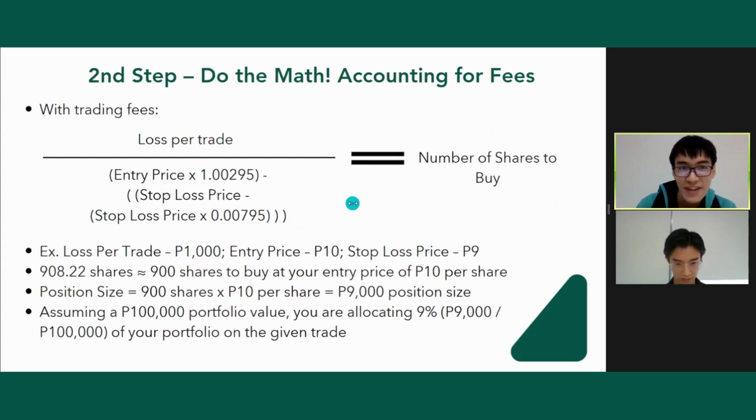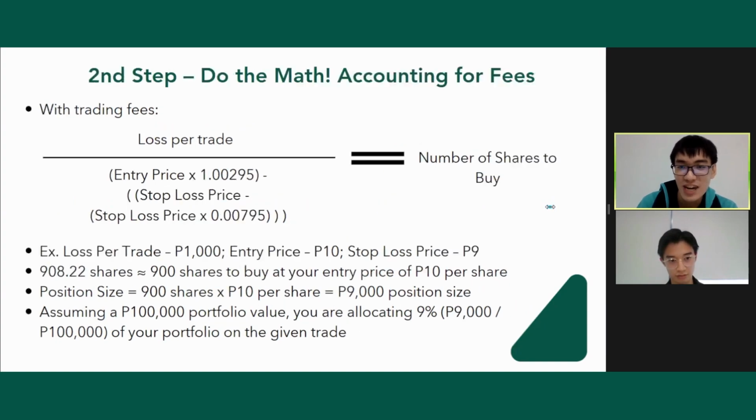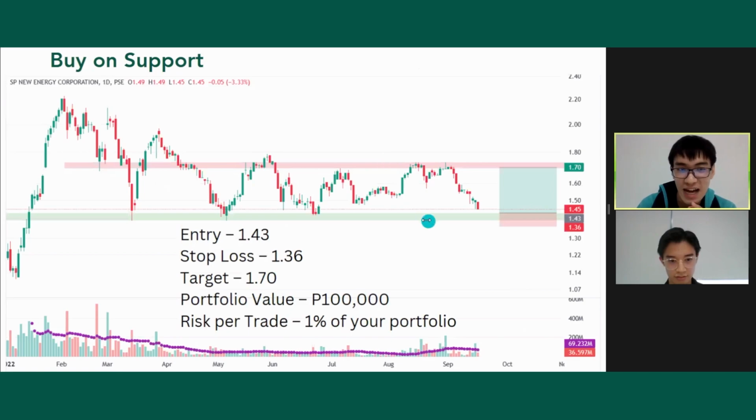So it's like just 10% off. So if you want a hack, di ba? Compute mo na lang to times 0.9 to get the fees, to get the position size accounting for the PSE fees. So that's one hack you can do.